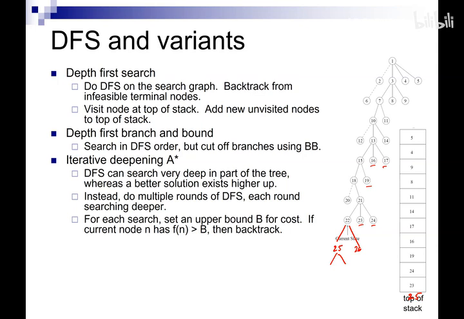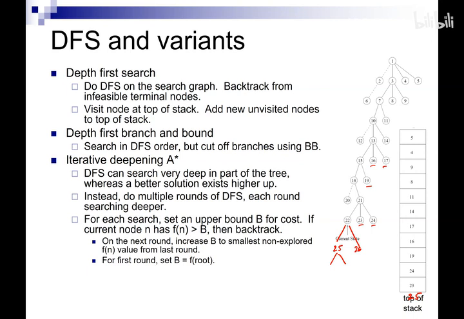One way is that you can put an upper bound B on the cost of what you're willing to explore. For the current round, you put an upper bound of B. In this round, if you ever get to a node where the F value, which comes from the A star estimate of the node, is larger than B, then you backtrack. You don't keep exploring from that node. You only keep exploring as long as the F value is not too large yet. So this limits you to certain layers of the tree.